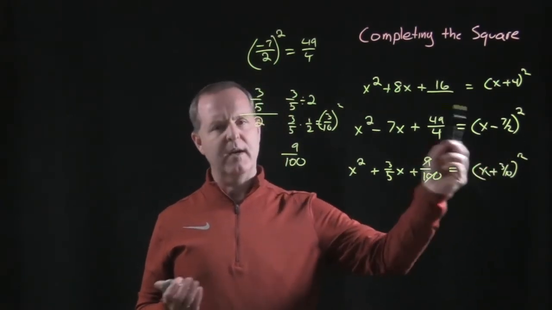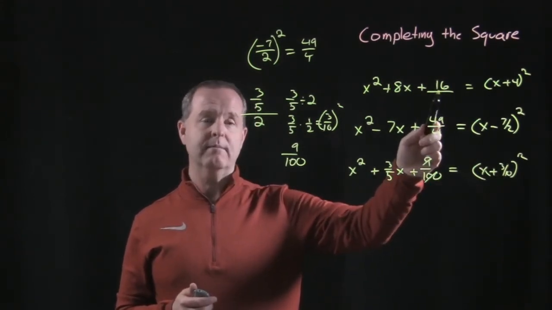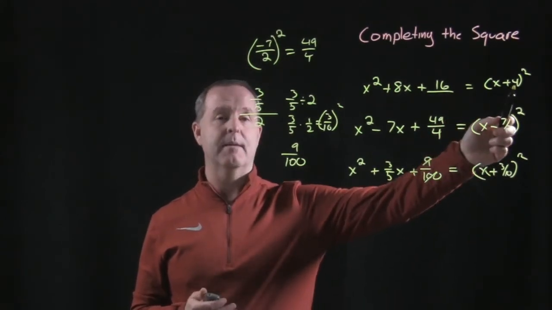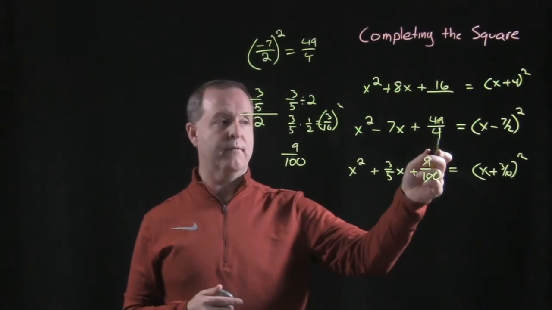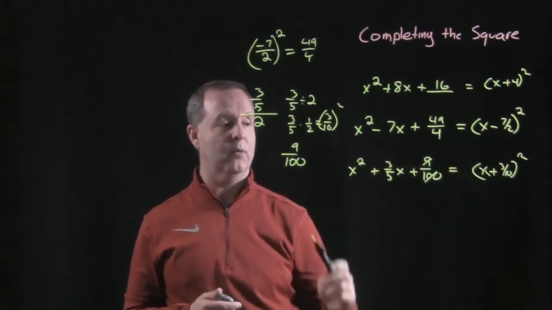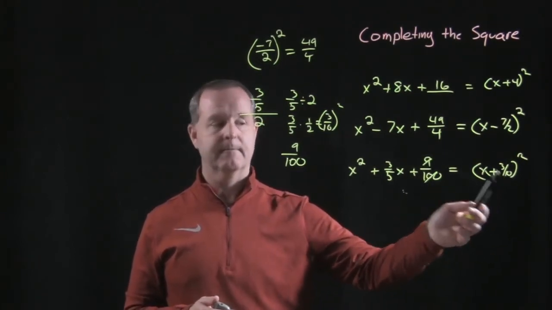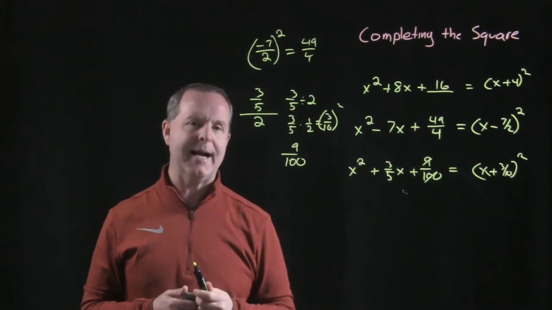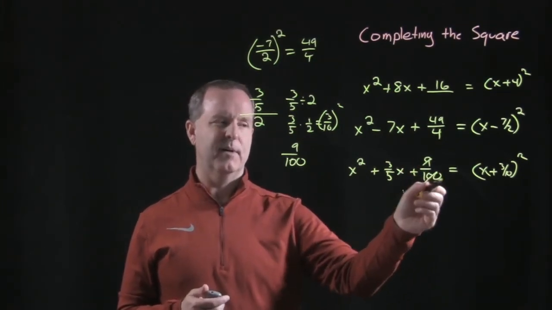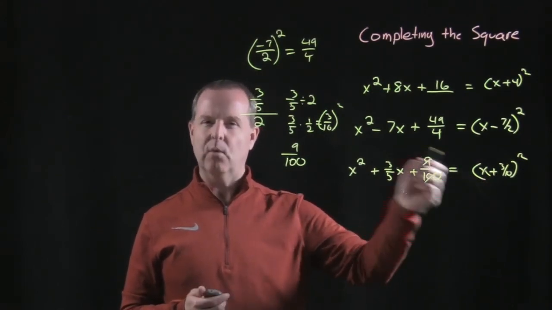And another way to look at how I get this last term: the 16 in the first one turns into 4. It's basically the square root of this number that produces that number. The square root of 49/4 is 7/2, except we have a negative on this particular one. For 9/100, the square root of that is 3/10. Sometimes I keep that in the back of my mind to help me understand: all right, I know what the magic number is, but what are the perfect square factors where that comes from?